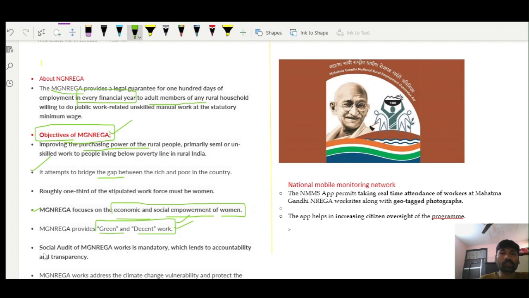And social audit of MGNREGA work is made mandatory to make it more transparent and accountable. In schemes and programs like MGNREGA, there is a problem of ghost beneficiaries, corruption, and leakage of funds. So therefore, social audit ensures more transparency and accountability and prevents corruption in this scheme, so that actual beneficiaries of the scheme receive the benefits. So MGNREGA works address climate change and vulnerability, right? So they work.